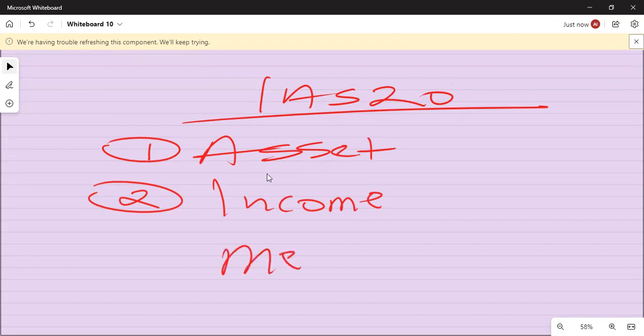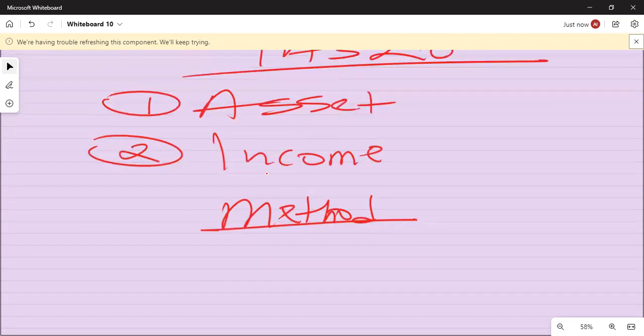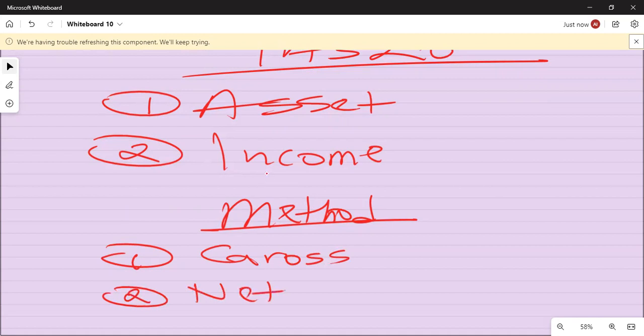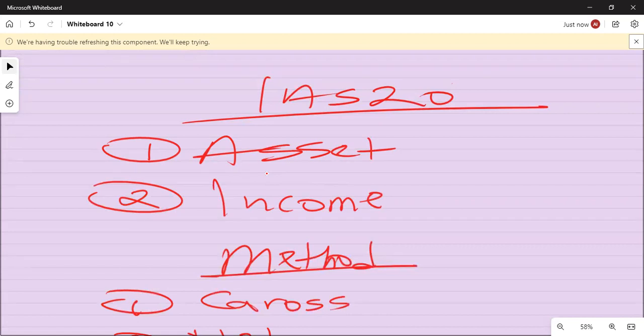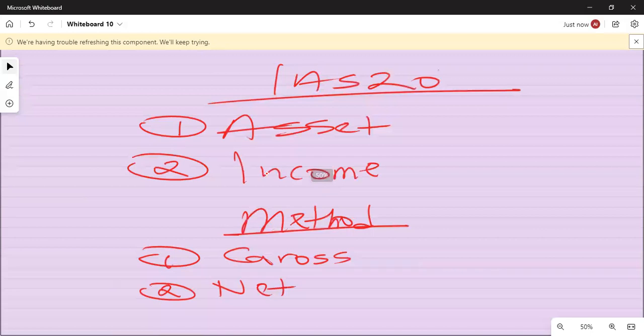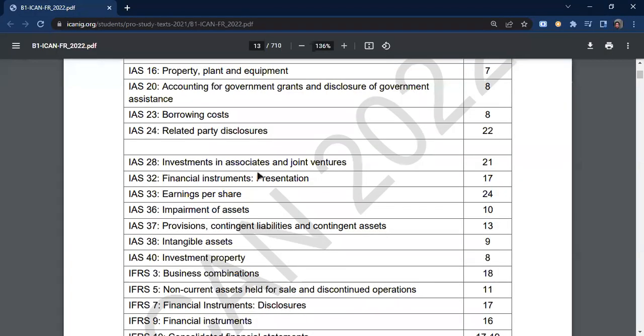We also have methods for accounting for government grants. There is what we call the gross method, and we also have what we call the net method. It's a very straightforward standard. Don't forget, how many types of grants do we have? Two types: grant relating to asset and grant relating to income. What are the methods of accounting for government grants? The gross method and the net method. We'll be talking about that as well.